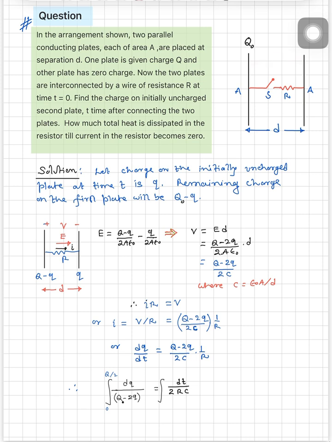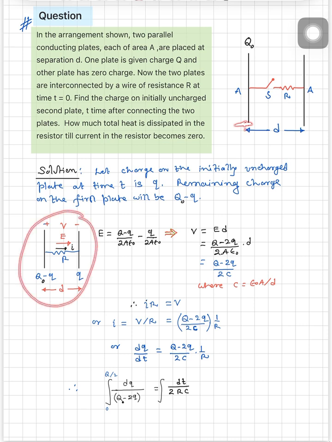to the electric field. Let us assume that at time t this plate has charge small q. Let us say this is Q naught, not q. So at time t, suppose small q charge has come to this plate, so the remaining charge on this plate will be Q naught minus small q.